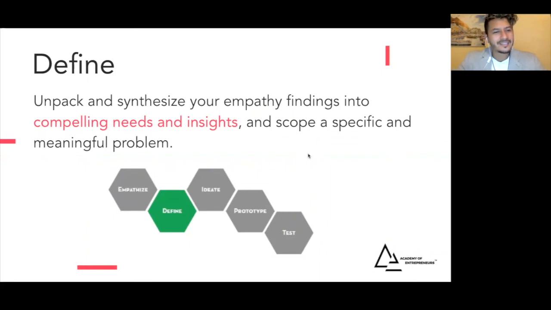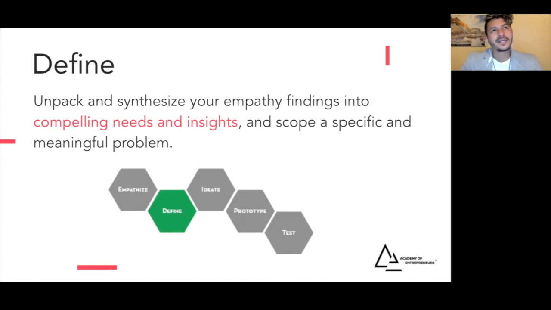So the second phase is define. What you do here is unpack all your findings from the previous phase. And the outcome of this phase is to find needs, the real needs of the people you are interacting with. That's one thing. And the second thing is called the insights.